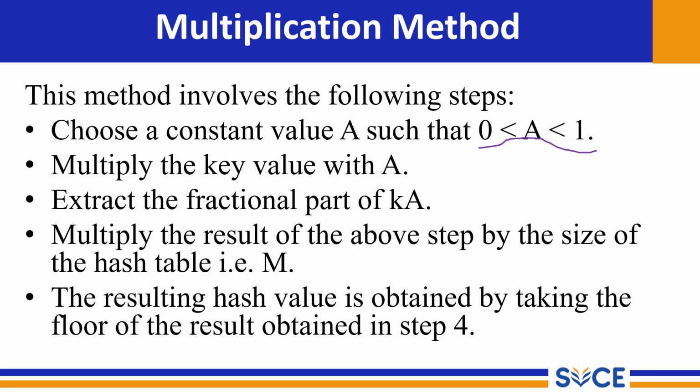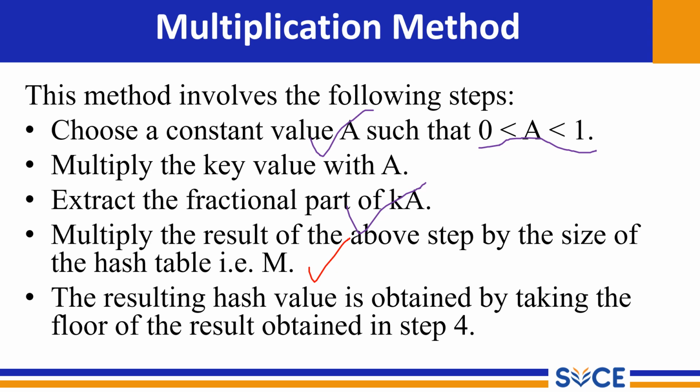Then we have to multiply the key value with that particular A. Next, we have to extract the fractional part, so kA mod 1. Next, we multiply the result of the above step by the size of the hash table m. And the last step is that the resulting hash value is obtained by taking the floor of the result obtained in the previous step. So this is all about the multiplication method.